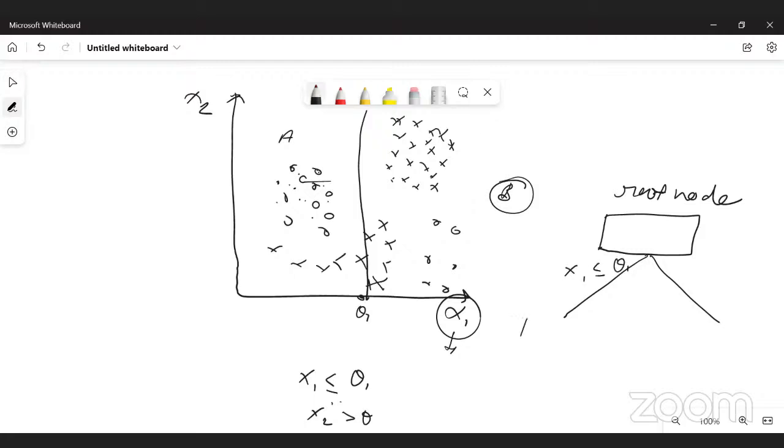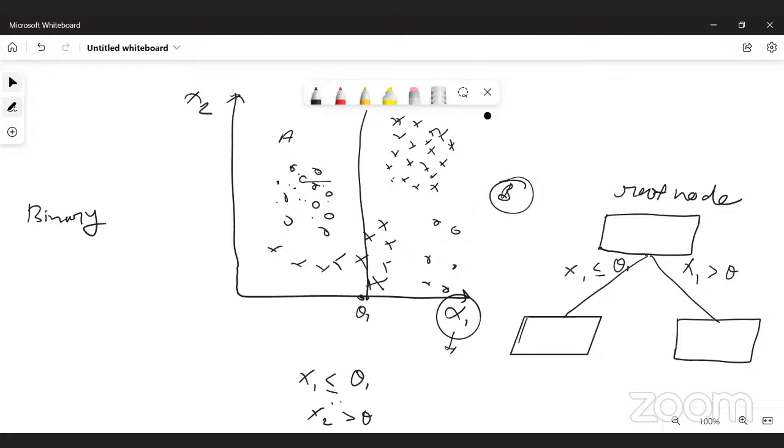One doubt, sir. Yes. Can we give a range of values in x, like x1 and x2, or does it have to be a single value? No, mostly it's a binary tree. Binary tree means it splits its nodes into two parts. So we generally learn binary trees.